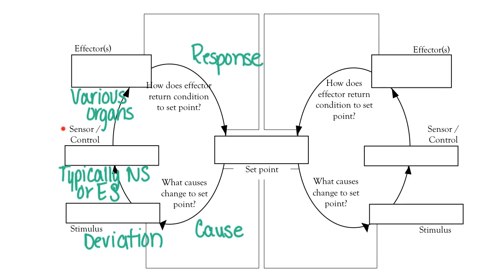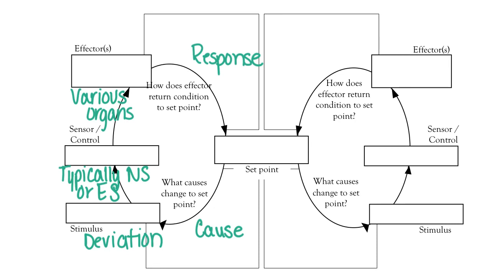So the sensor and the control center kind of work in coordination. And again, these are either the nervous system or the endocrine system typically, and that is going to send out a signal then to some other organ that is called the effector. Now that effector organ varies, depends on what the response is, but is going to do some kind of response to bring you back into homeostasis.